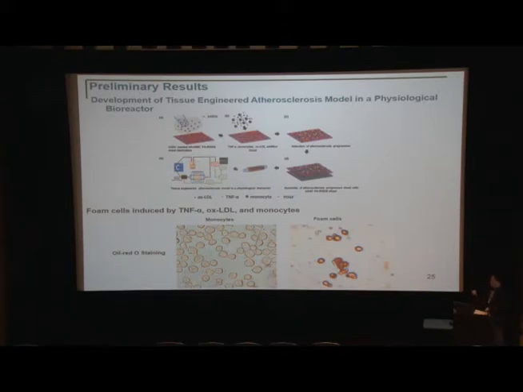Then after 48 hours, we can successfully induce foam cells. This is preliminary data, but it shows great potential. Eventually, we want to grow them in the bioreactor and control all the flow so that we can control disease of the smooth muscle layer and disease of the endothelial layer. Eventually, we can create an ex vivo vascular disease model.